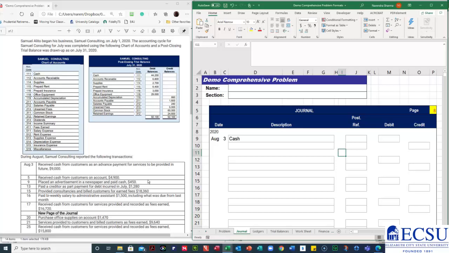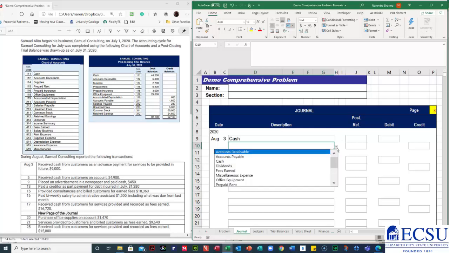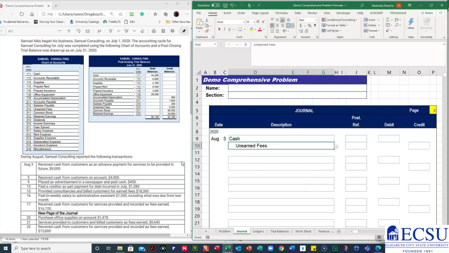fees that I'm receiving in advance. If you look at the chart of accounts, there would be unearned fees. Now, unearned fees is a liability. Why is it a liability? Because you have received the money and you have not provided the services. So if you have not provided the services, then you will have to return that money. So that's why we'll be considering that as unearned fees. So let's find the unearned fees and credit it.